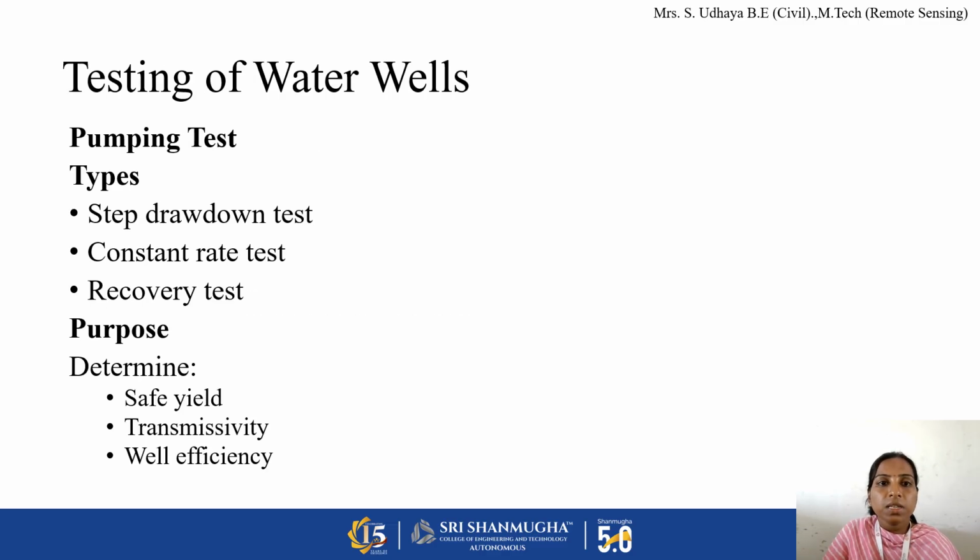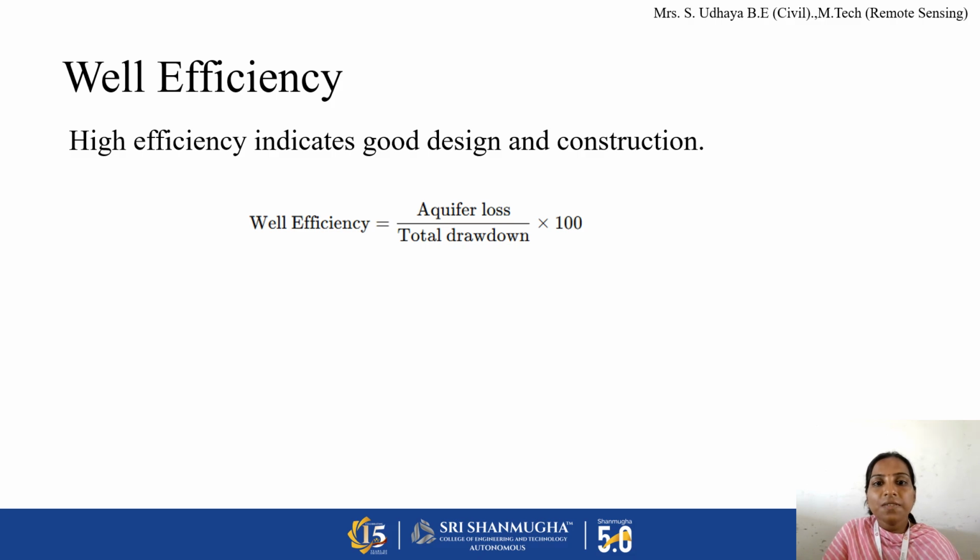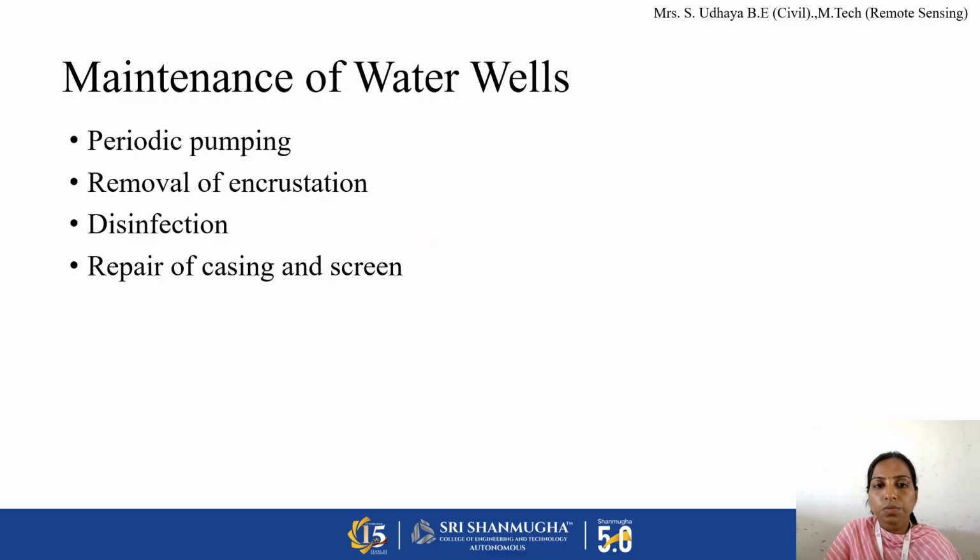After well development and construction, we have to do pumping tests. The types of pumping tests are step drawdown test, constant rate test, and recovery test. Pumping tests are used to determine the safe yield, transmissivity, and well efficiency. Well efficiency indicates good design and construction. Well efficiency can be determined by the ratio of aquifer loss to total drawdown.